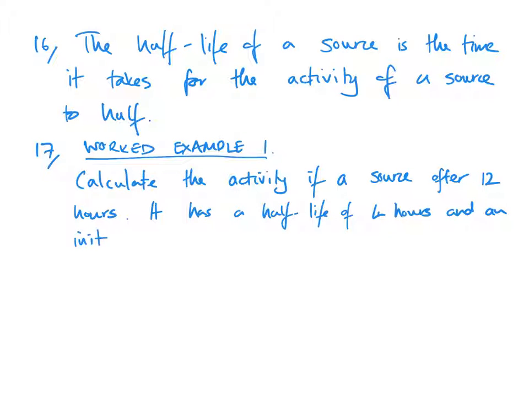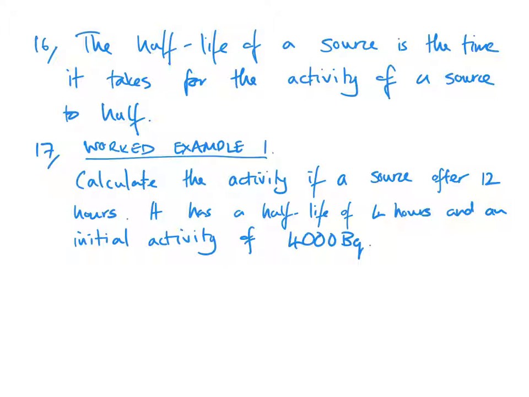So we're asking you to calculate the activity of a source after a certain time. In this example, it's after 12 hours. That on its own is useless unless we know what the half-life of the source is. So this particular source has a half-life of 4 hours, and the initial activity of 4,000 becquerels. Remember, our definition of activity, the units for that were becquerels.